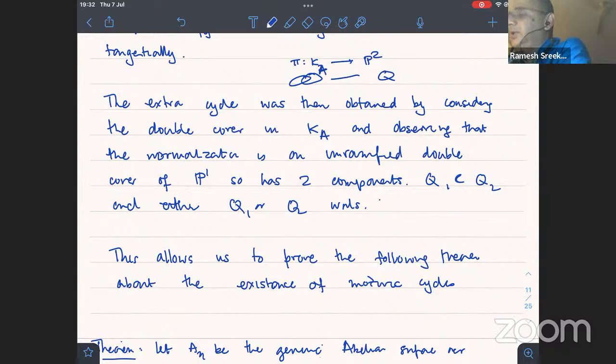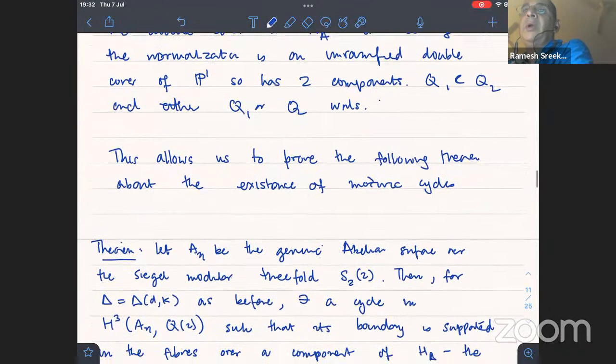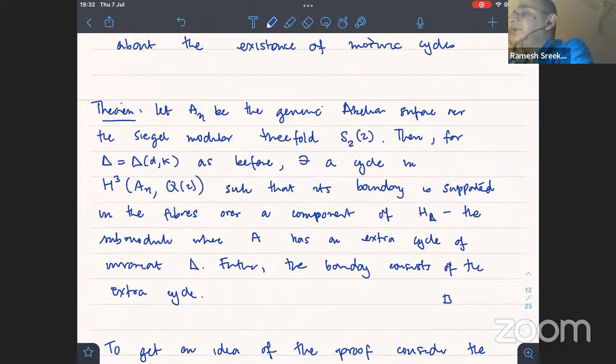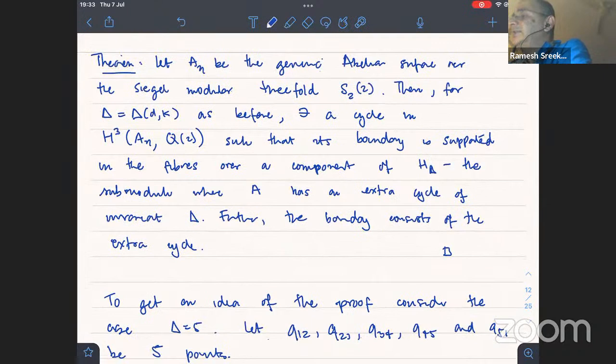Okay. So now using this, we can prove the following theorem about motivic cycles. Let A eta be the generic abelian surface over a Siegel modular threefold S22. Then for delta, which is delta of D comma K, depending on that degree and K, there is a cycle in this motivic cohomology group such that its boundary is supported in the fibers over a component of H delta. H delta, recall, is the Humbert surface of invariant delta. It's the place where you have these extra motivic cycles. And the boundary of this element that we construct consists of this extra cycle.